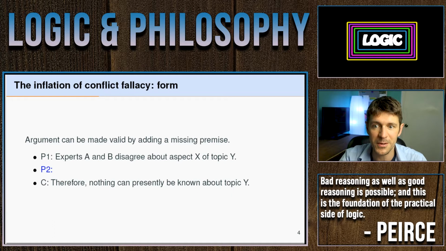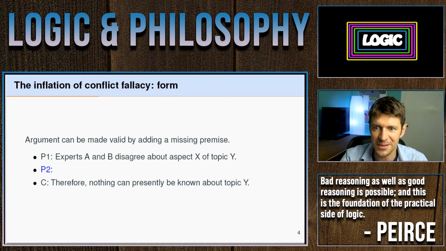So we have, again, premise one, which is experts A and B disagree about some aspect of a topic, and then we reason to the conclusion that nothing can presently be known about that topic. So I'll go ahead and pause the video if you'd like, and try to guess what this premise is that we could add to make the argument valid, but as we'll see, is going to be false.